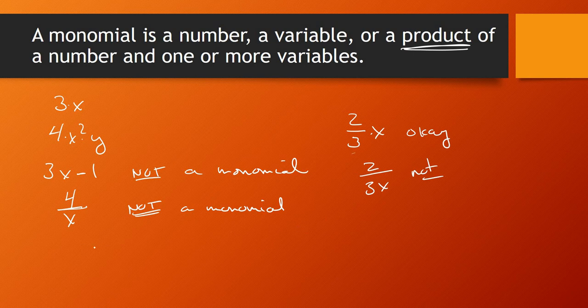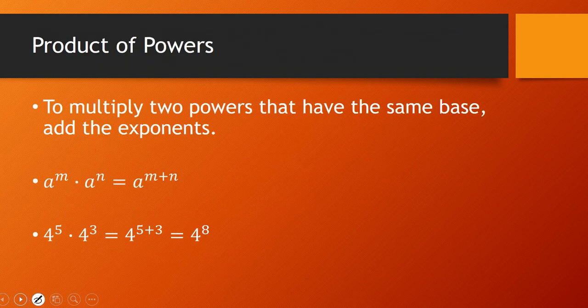If we have a monomial that is just a number, -34, this is a monomial. It's a number. We call this a special kind of monomial called a constant, because there's no variable portion, so it's constant. Okay? All right, so let's look at some of the rules. The product of powers. To multiply two powers that have the same base, add the exponents. And I know you've done this in pre-algebra. So a to the m times a to the n, this is our general rule, equals a to the m plus n. We're going to add the powers. 4 to the 5th times 4 cubed is 4 to the 5 plus 3, or 4 to the 8th.